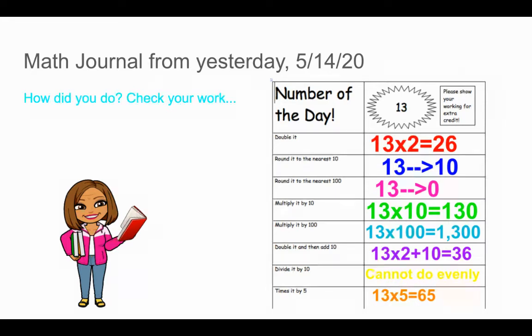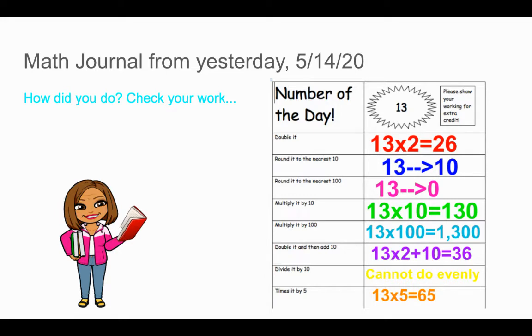And how did you do? Yesterday we had the number of the day, and the number of the day was 13. So you had to double it, 13 times 2, or 13 plus 13 equals 26. You had to round it to the nearest 10. 13 rounded to the nearest 10 is 10. Round it to the nearest 100. 13 rounded to the nearest 100 is 0. You had to multiply it by 10. 13 times 10 equals 130.